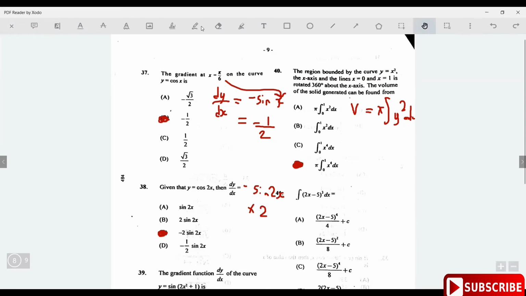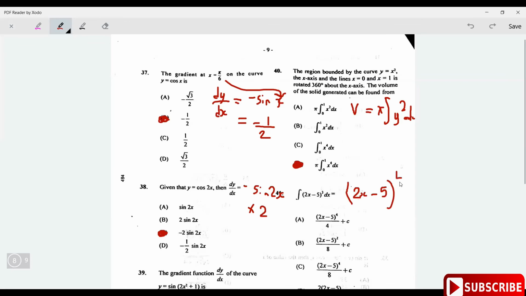Next question. Find the integral of 2x minus 5 all cubed. All you go ahead and do is you add 1 to the power, so you get it to the fourth, divide by the power of 4, multiplied by the derivative inside the bracket of 2. So it is 2x minus 5 to the 4 over 8. It's option C. Easy question.